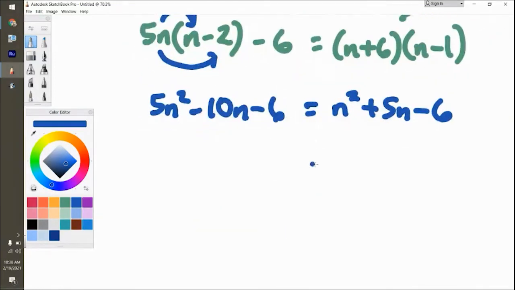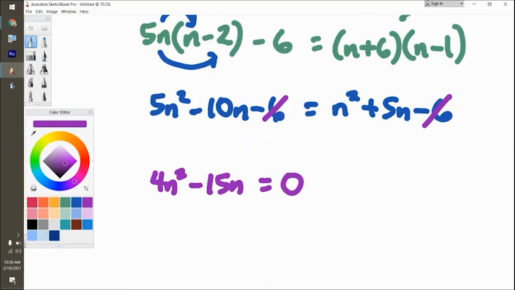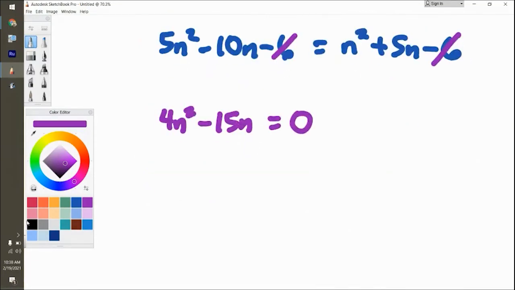Okay, we got a quadratic equation, and to use the quadratic formula, you have to set it equal to 0. So we're going to subtract n squared from both sides. So you're going to get 4n squared over here. I'm going to subtract 5n from both sides, so you get 15n over here. You're going to add 6 to both. Oh, that's awesome. Look at that. Add 6, it goes away. Sweet. So that's a way easier quadratic to look at.